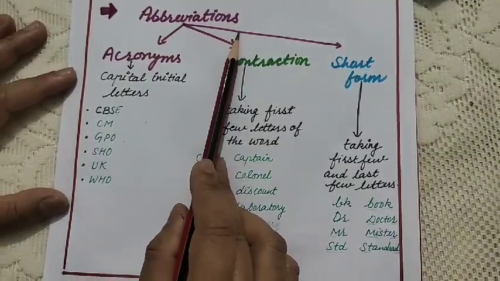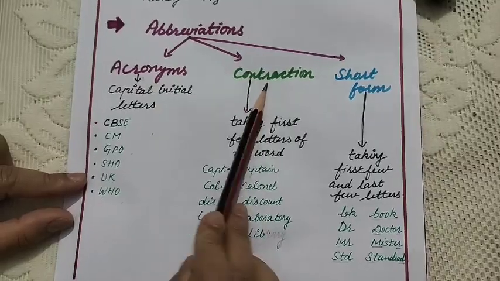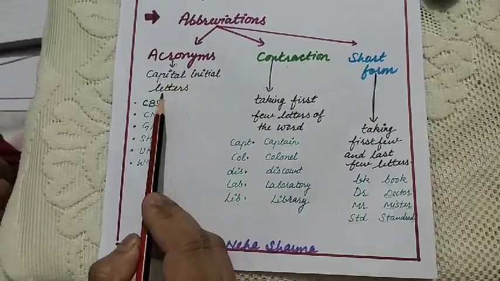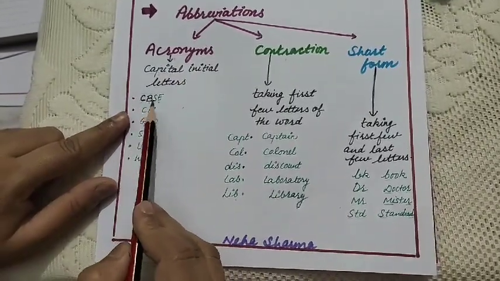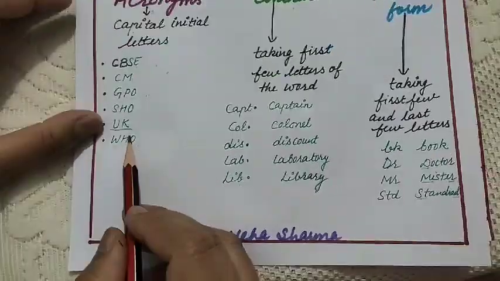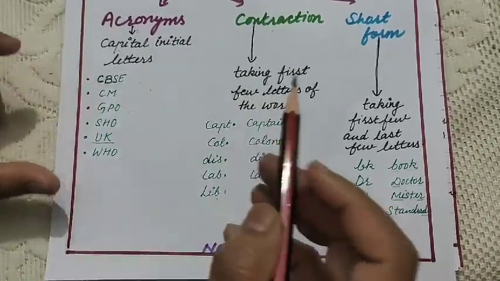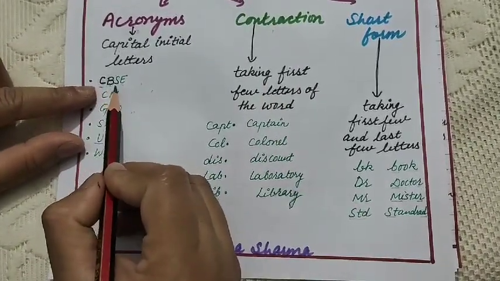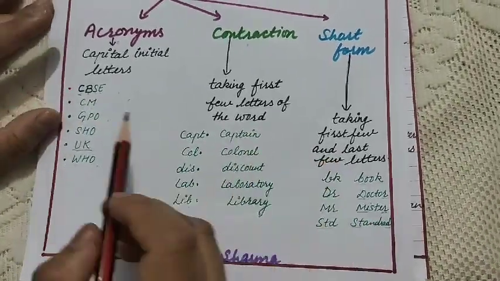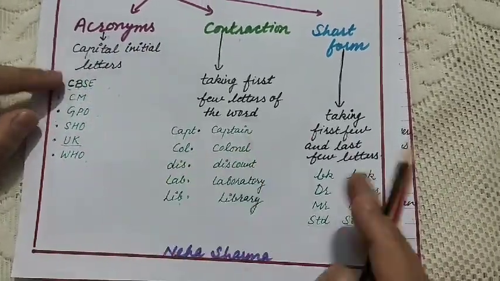Next one is abbreviations. Abbreviations are divided into three parts: acronyms, contraction and short form. In acronyms, we use capital initial letters. Like I have taken here CBSE, CM, GPO, SHO, UK, WHO. These are all the initial letters of the words, like CBSE, Central Board of Secondary Education, CM, Chief Minister, and so on, right. So that is what acronyms are. This is one way to write abbreviations in your paper.